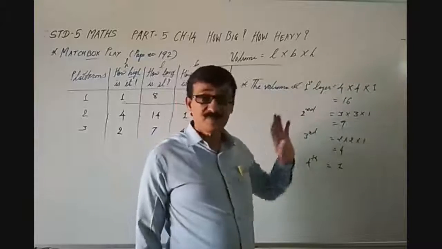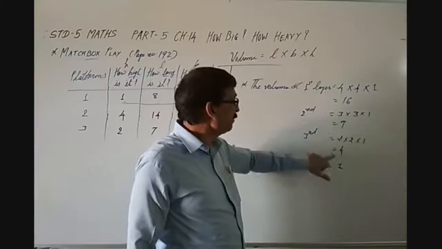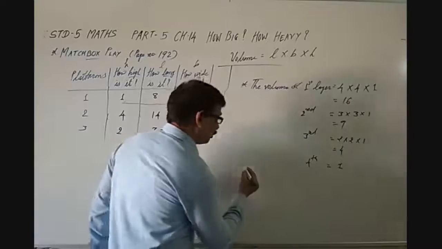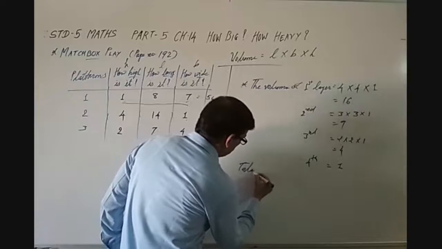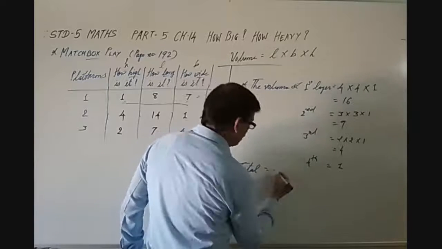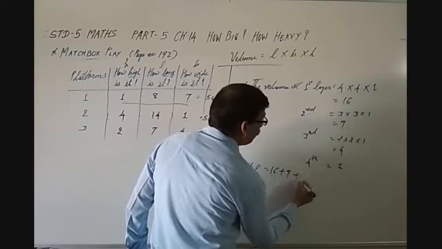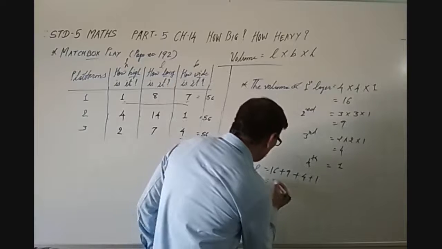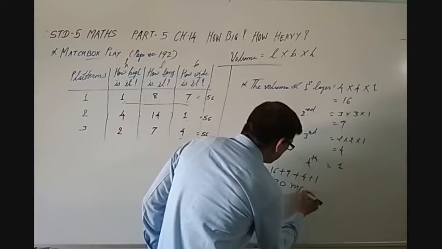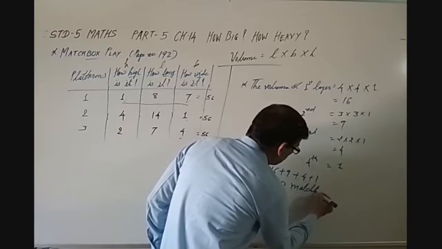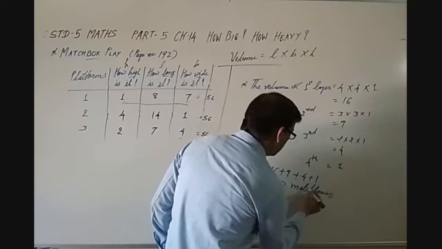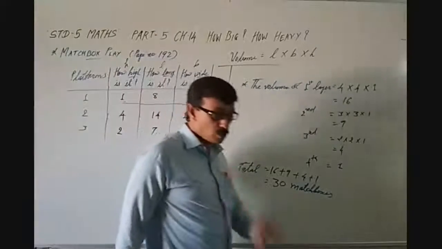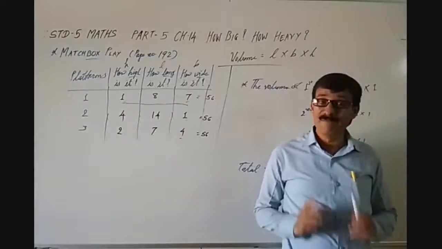So total he used 16 plus 9 plus 4 plus 1. Isn't it? So the total is equal to 16 plus 9 plus 4 plus 1. Isn't it? And it is total 30 matchboxes. Total 30 matchboxes. So the volume of that is 30 matchboxes.